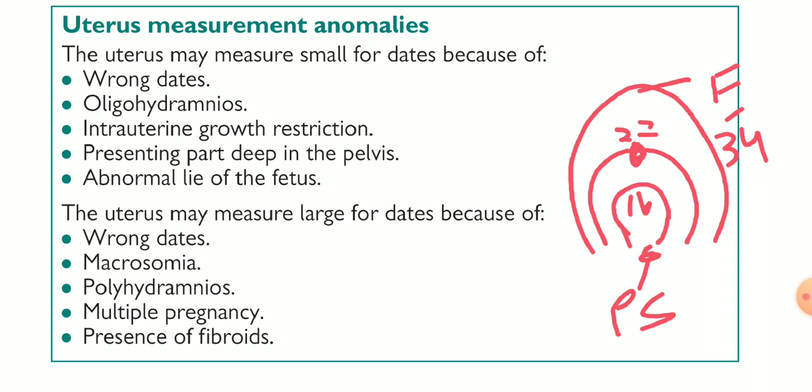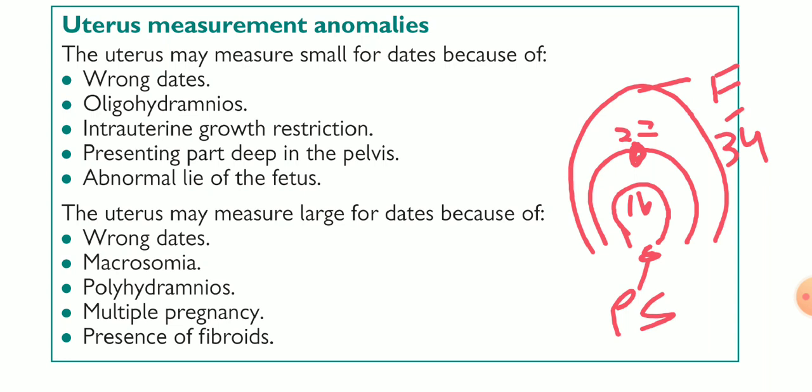The uterus may appear small for the dates. Why would the uterus be below the normal line of the pregnancy? The causes: wrong dates. If you measure the estimated date of delivery wrong, then definitely the size will be up or down from the normal line. Oligohydramnios is a condition in which the amniotic fluid is less. Whenever there is less amniotic fluid, less pressure is exerted on the wall of the uterus, the size will be small, and the fundal height will be less.